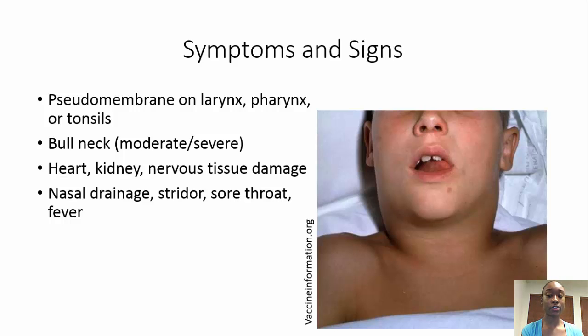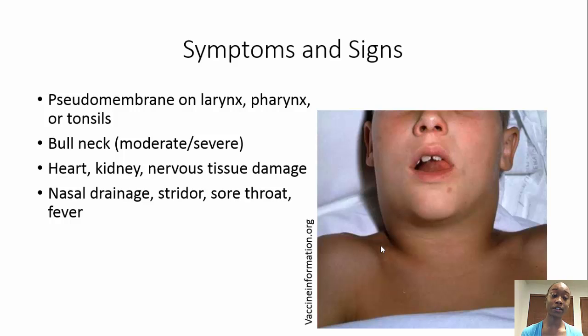There's a pseudomembrane that forms on the larynx, pharynx, or tonsils when you have diphtheria, and a bull neck is kind of the hallmark sign of diphtheria. As you can see, this little boy's neck is swollen. There's a lot of swelling and inflammation in his lymph nodes.